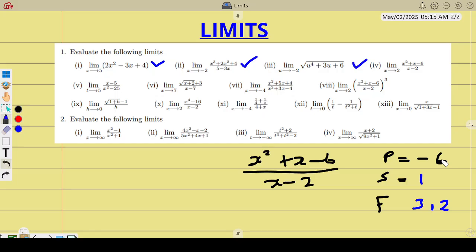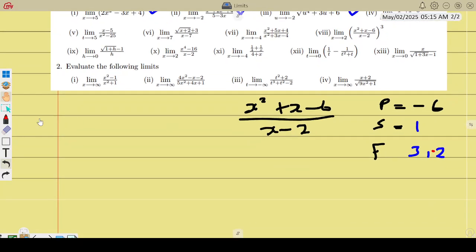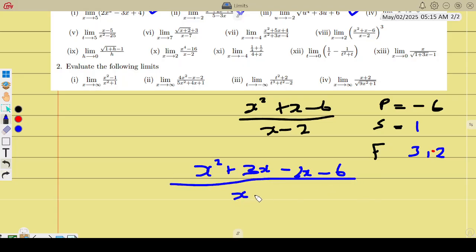So 3 times 2 is 6. Since it's negative, one of these should be negative. So 3 times -2 is -6, and when you add, you get +1. So from here you quickly do the needful. X squared, here we can write plus 3x minus 2x, and then at the far end we have -6. So this will be over x minus 2.